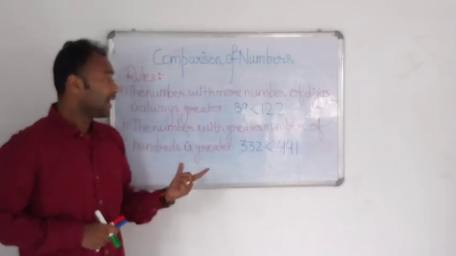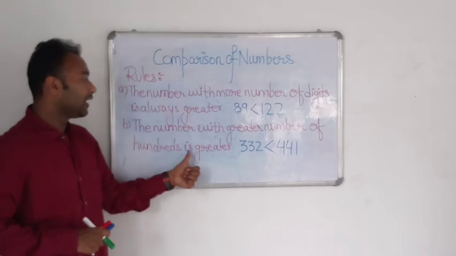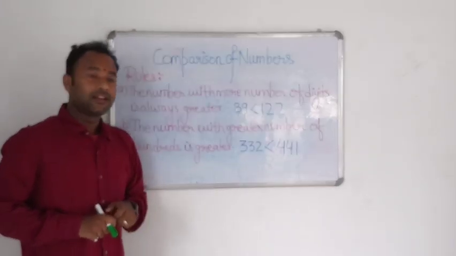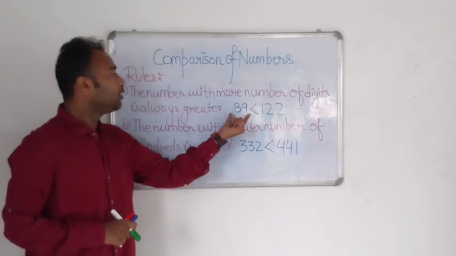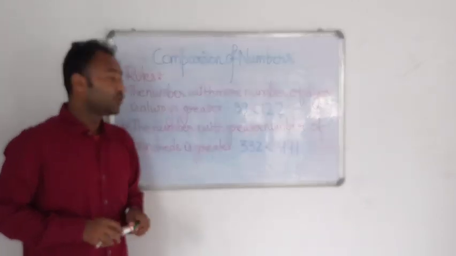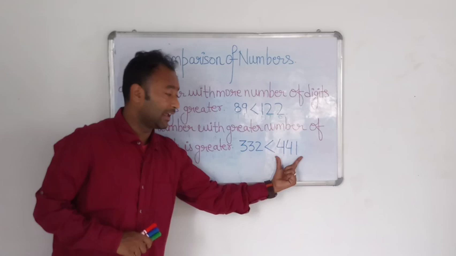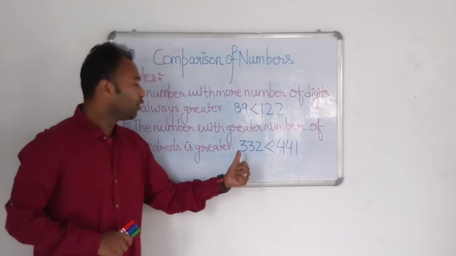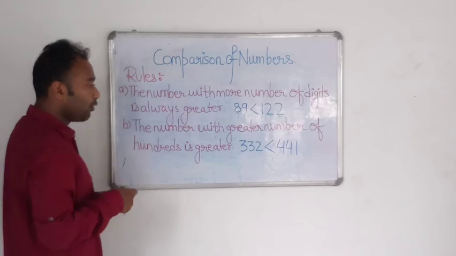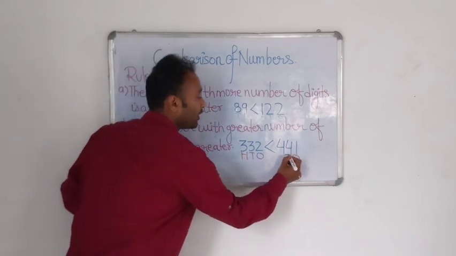Understood students? Now the next rule says the number with the greater number in the hundreds place is greater. In a number, you have to see the hundreds position. In the previous rule, you can easily differentiate between a 2 digit and a 3 digit number. But if you are facing a problem with 3 digit numbers, now this is also a 3 digit number and this is also a 3 digit number. The important question is how you are going to find which number is greater. You will simply check the hundreds position.